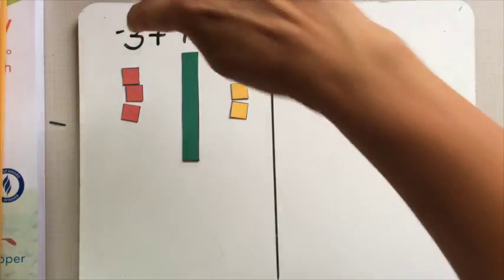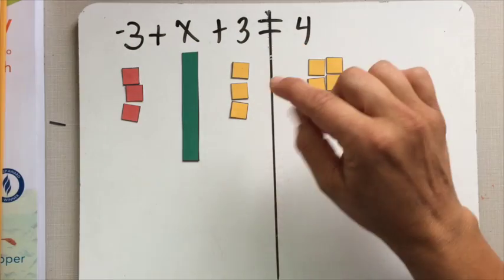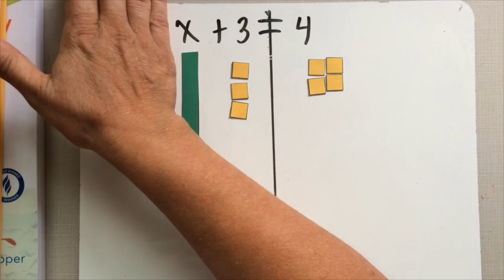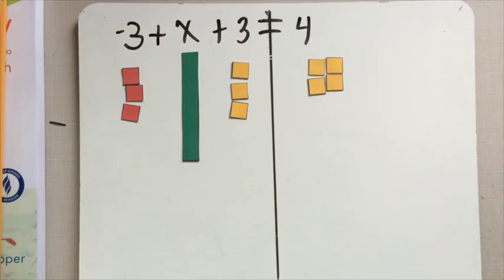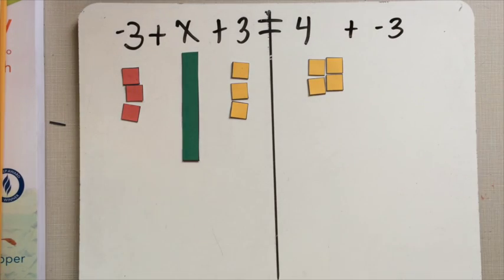Okay, so I have 3 negative ones that I added to this side. But now this equal sign isn't equal anymore. Remember, x plus 3 equals 4. Negative 3 plus x plus 3 does not equal 4. But I can balance it out. I can balance it out by doing exactly the same thing to the other side.